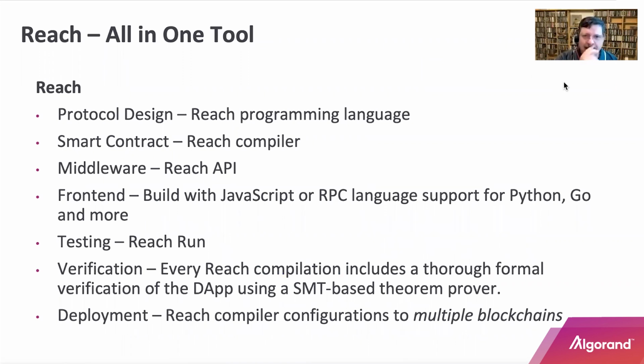So protocol design is done in the Reach programming language, smart contract through the compiler, middleware through the API. You've got the front end with JavaScript, and now you have RPC language support: Python, Go, and they just introduced C# as well late last week. Testing with reach run verification goes through formal methods that you can look at in every Reach compilation. It does a thorough formal verification of the dApp using SMT based theorem provers. And finally, deployment. You can just do compiler configurations to go to multiple blockchains.